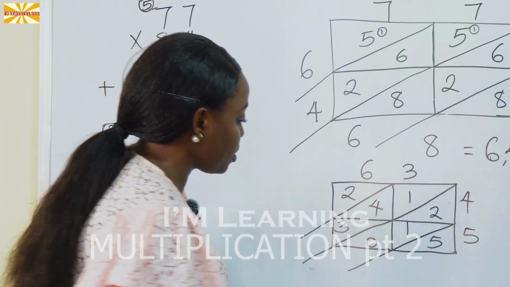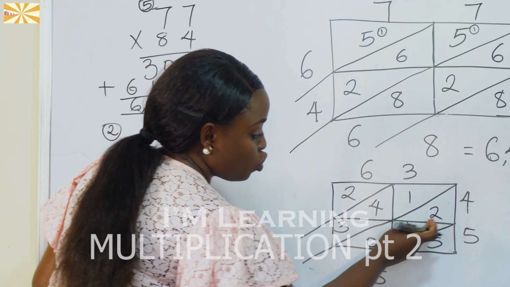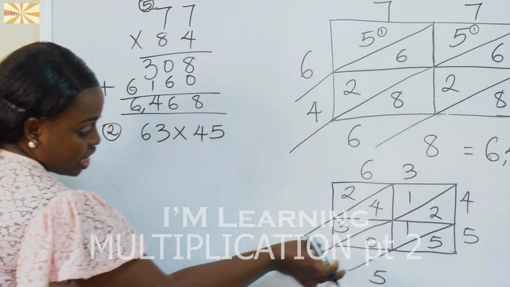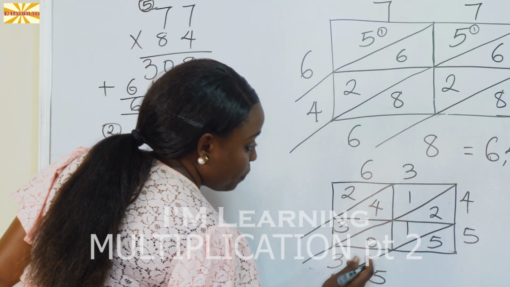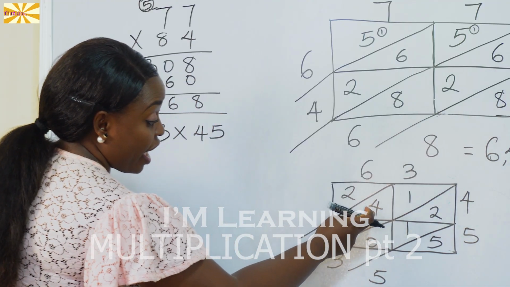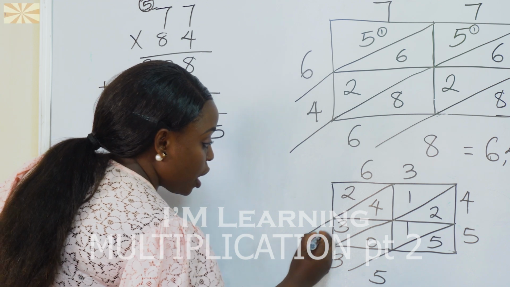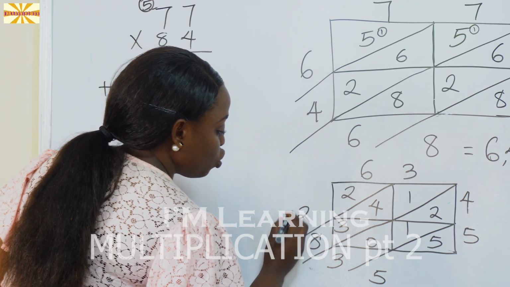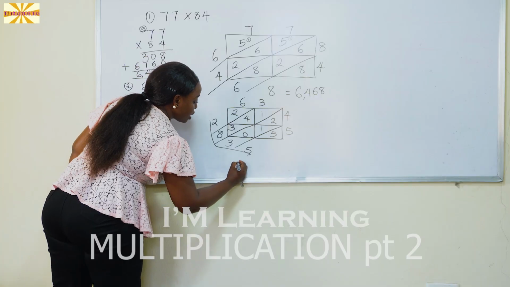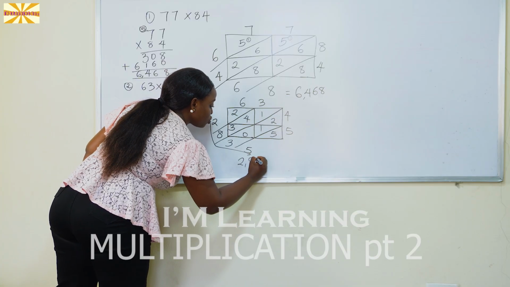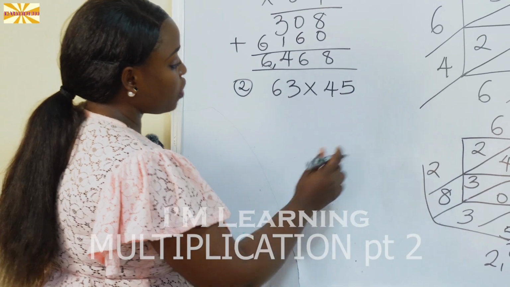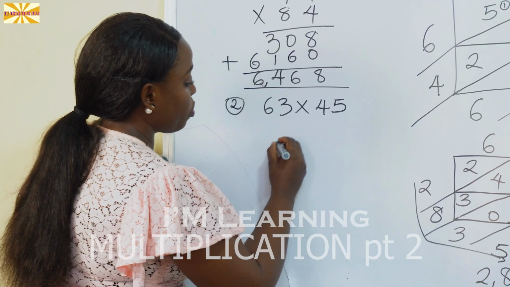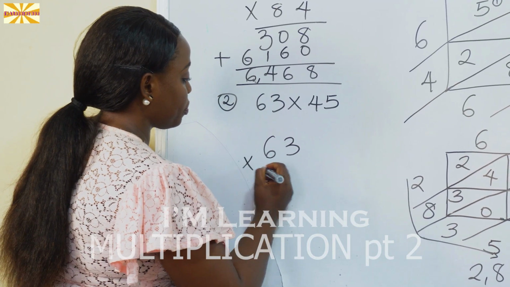Now we add 5 plus nothing is 5. 2 plus 1. Now you're looking at this diagonal. So 2 plus 1 is 3 plus 0 is 3. Then 1 plus 4 is 5 plus 3 is 8. 2 plus nothing is 2. You read your numbers this way. So this answer is 2,835. Now let's do the vertical method of this question just to confirm that it is correct.